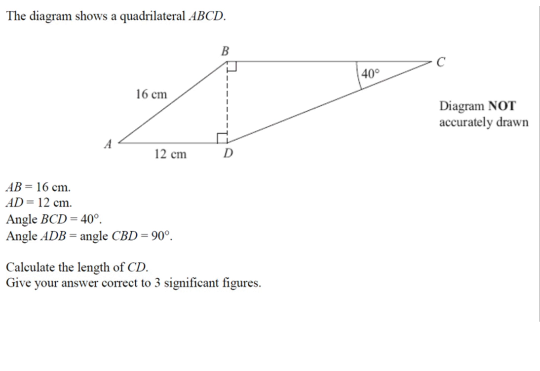Okay, the diagram shows a quadrilateral ABCD, and you're given AB is 16, AD is 12, angle BCD is 40, angle ADB equals angle CBD equals 90, so you can tell that all 90 degrees are, it has to be Pythagoras, trigonometry, and calculate the length of CD. Okay, so we want to find that length there. I always just pencil in what they're asking me to find. So it's like you're saying, okay, I'm coming to find you soon.